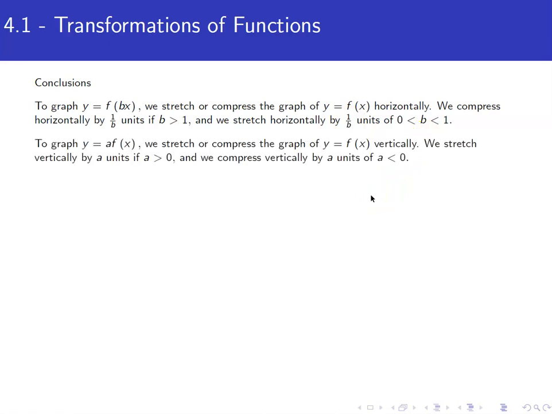If we want to graph a constant times f of x, or multiplying on the outside by a, this is going to stretch it vertically by a units if a is greater than 1. This should be a 1, not a 0. This should say if a is greater than 1. We compress vertically if a is between 0 and 1. So it should say 0 is less than a is less than 1. I apologize for the typo. Okay, so again, stretch vertically if it's bigger than 1. Compress vertically if it's between 0 and 1. Those on the slide are incorrect.